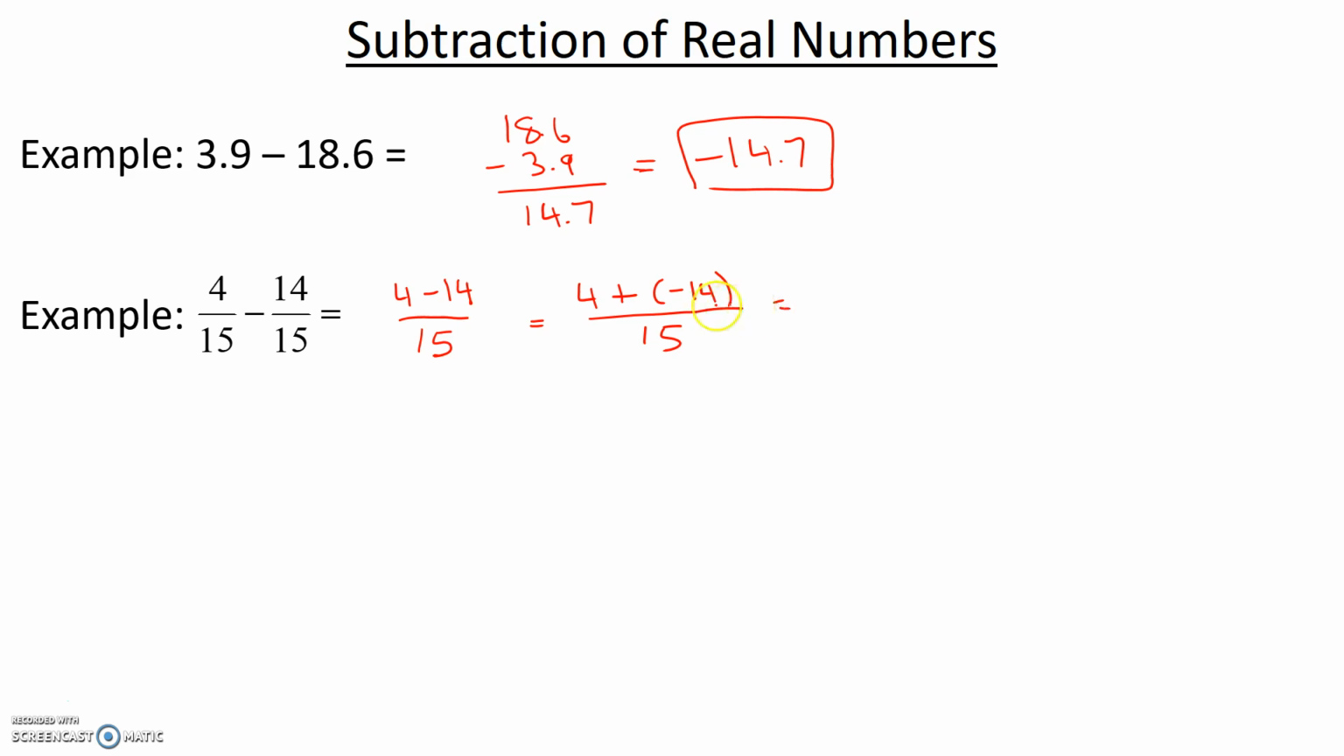4 plus negative 14, you would subtract 14 and 4. That will give us 10. Since 14 is larger, it'll be negative 10 over 15. Remember that any fraction needs to be in the simplest form. So in this case, 10 and 15 can both be divided by 5. So we will divide both the numerator and denominator by 5, and our answer will be negative 2 over 3.